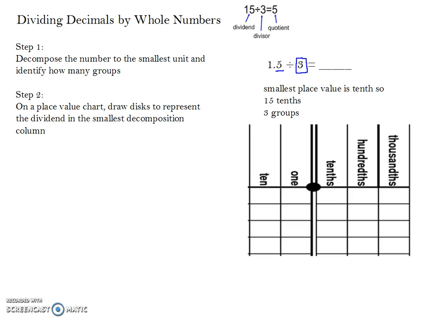Step 2 is on a place value chart, you want to draw a disk to represent the dividend in the smallest decomposition column. Your dividend is going to be 15 tenths, and since its decomposition is in the tenths, I'm going to draw my disks in the tenths column. So I'm going to draw 15 disks. 1, 2, 3, 4, 5, 6, 7, 8, 9, 10, 11, 12, 13, 14, 15.